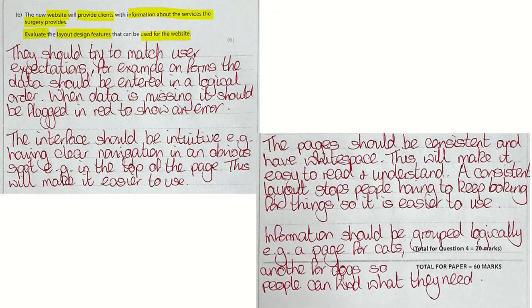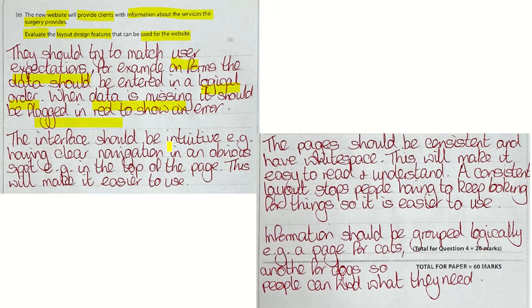So my first one, I've thought back to the PSA and I've said we need to think about user expectations. So I've said on a form, maybe thinking about booking appointments, data should be entered in a logical order. I've gone on, what else do I know about forms? Oh, if data is missing, flag it in red to show an error, talking about that colour recognition.